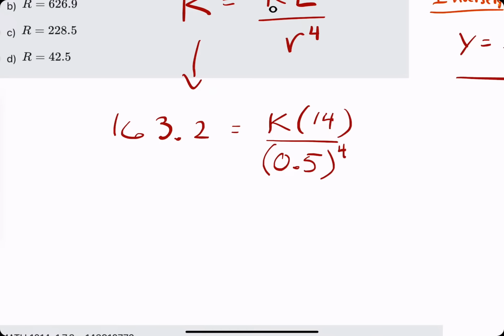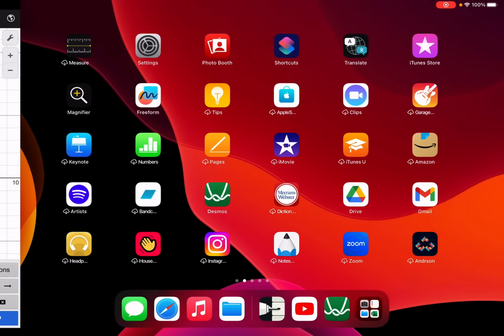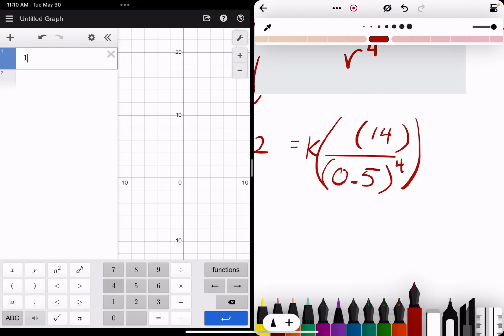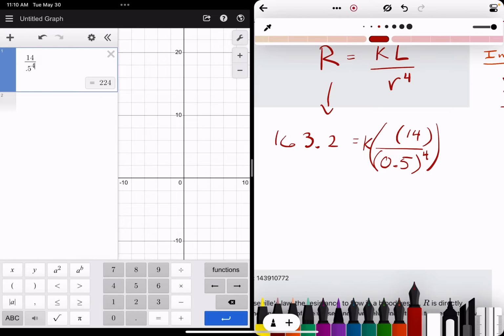We can do this a number of ways. Let's go ahead and calculate whatever 14 divided by 0.5 to the fourth is. So we can separate this k from this stuff here. Let's just open up Desmos, whatever calculator you prefer, but I will use Desmos. I'm just going to calculate the value that's multiplied by this k: 14 divided by 0.5 to the fourth power. Nicely, that is 224. That's pretty good.